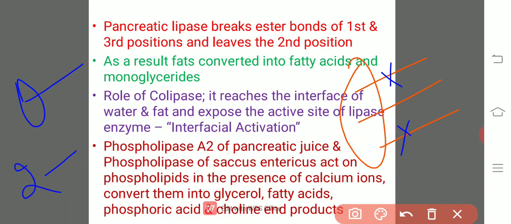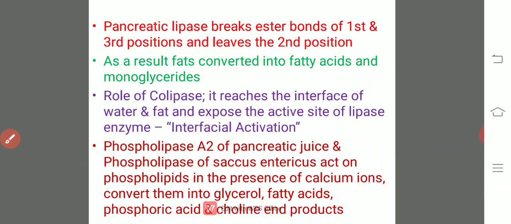At the same time, phospholipase A2 of pancreatic juice and the phospholipase of the succus entericus, both of them act on the phospholipids in the presence of calcium ions, and as a result, the end products are glycerol, fatty acids, phosphoric acid and choline. These are the end products.